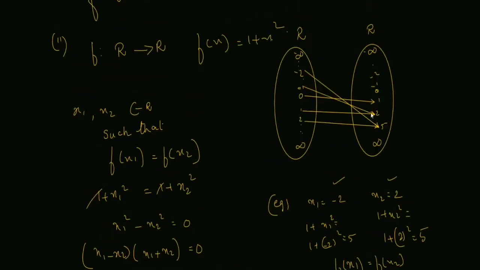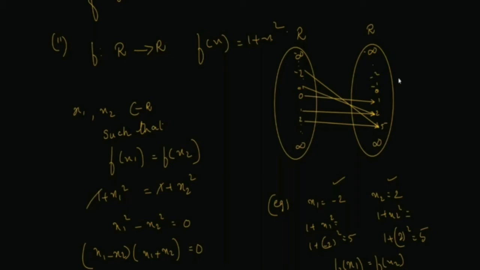And what about onto? The codomain is the set of real numbers and the range is only the positive numbers 1, 2, 5, etc. So, the codomain is not equal to the range. Therefore, the function is not onto.